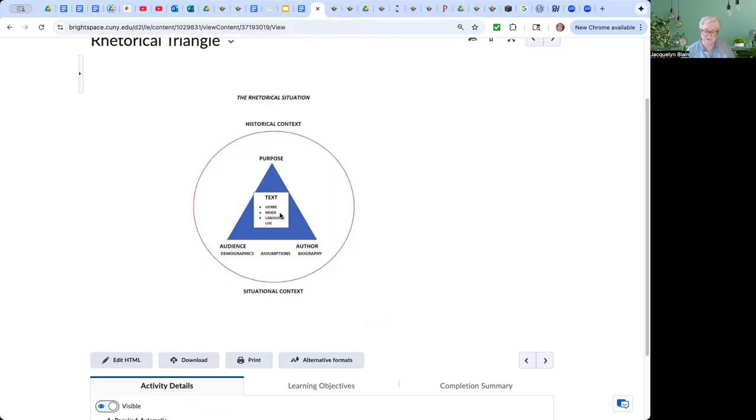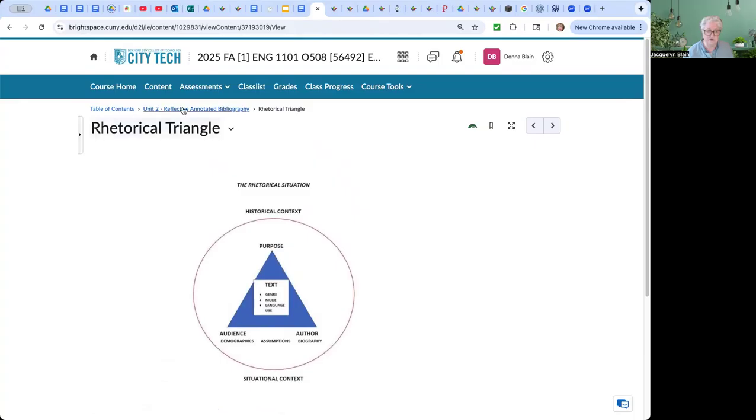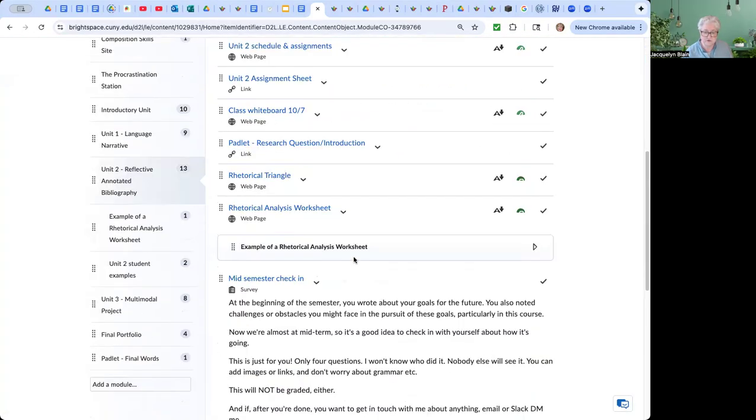Mode, the simple explanation of mode, is it digital or analog? Okay, the language use: have they used certain kinds of appeals, which I'll talk about in a minute. So this is all about how the text is put together. So this is what you're going to be looking for, just in general when you're doing these things. So that's available to you.